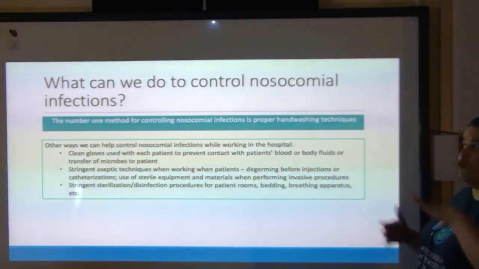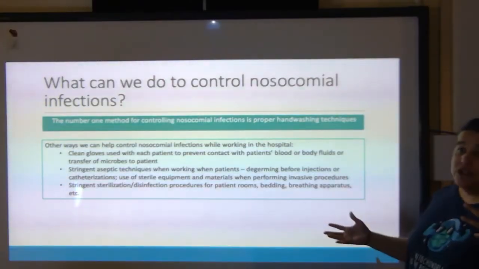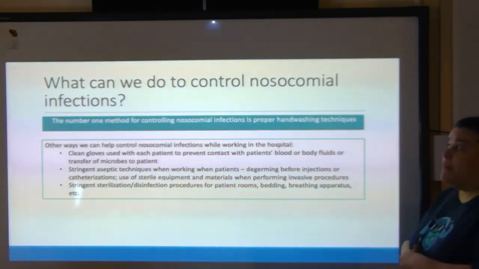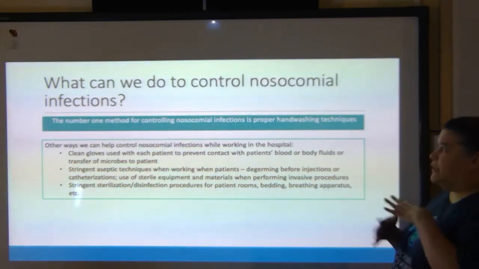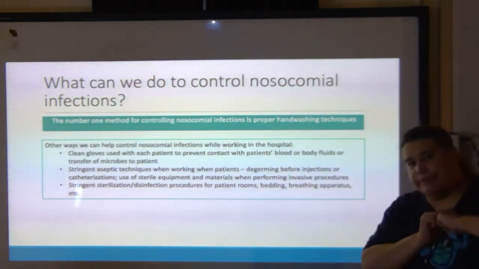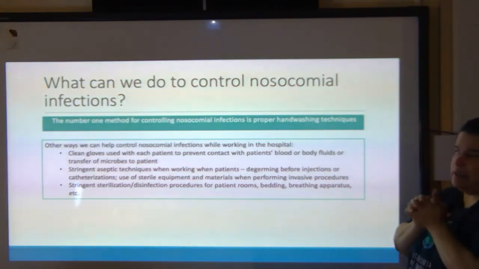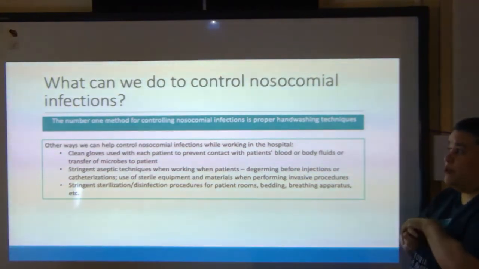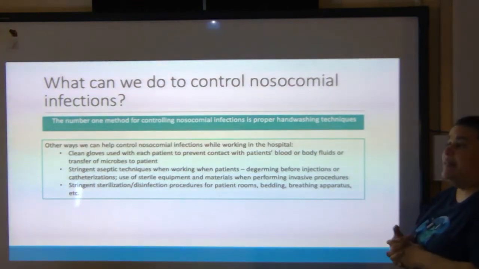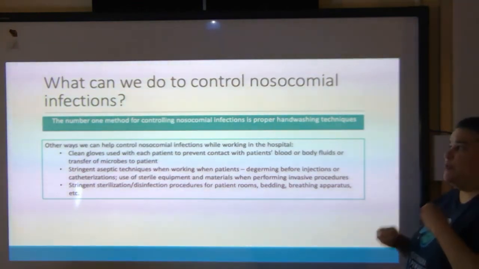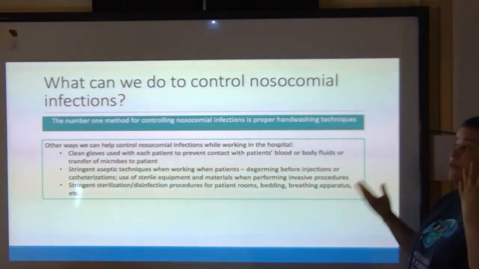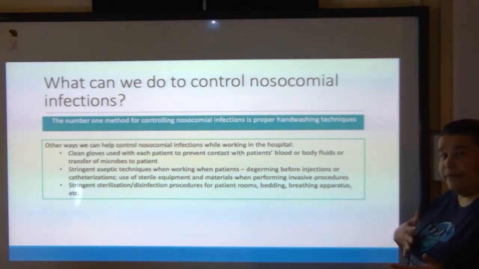What can we do to control this? What can we do to control nosocomial infections? The number one method for controlling these infections: hand washing techniques. Proper hand washing techniques. Other ways we can help to control nosocomial infections while working in a hospital. Clean gloves are going to be used with each patient to prevent contact with the patient's blood or body fluids or transfer microbes from one patient to another.